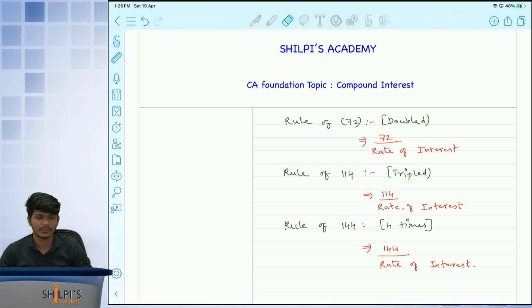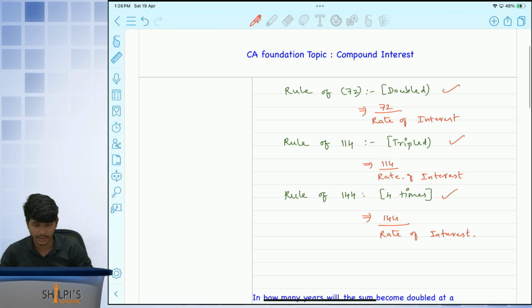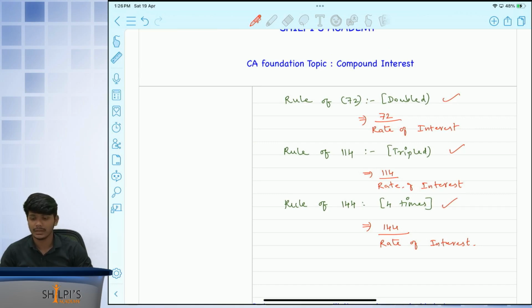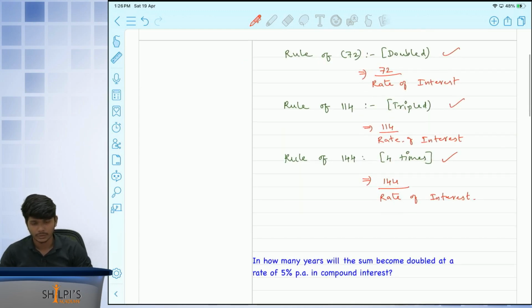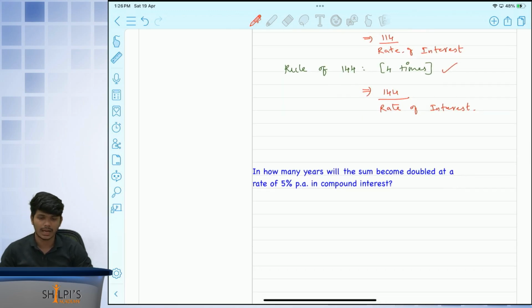In case of doubled, we use rule of 72. In case of tripled, we use the rule of 114. In case of 4 times, we use the rule of 114. What we are going to do is simply divide the rule number by the rate of interest that is given in the question. Very simple, right? So for an example, in how many years will the sum become doubled at a rate of 5% per annum in a compound interest? So remember that we use these 3 formulas only in compound interest, not in simple interest problems.